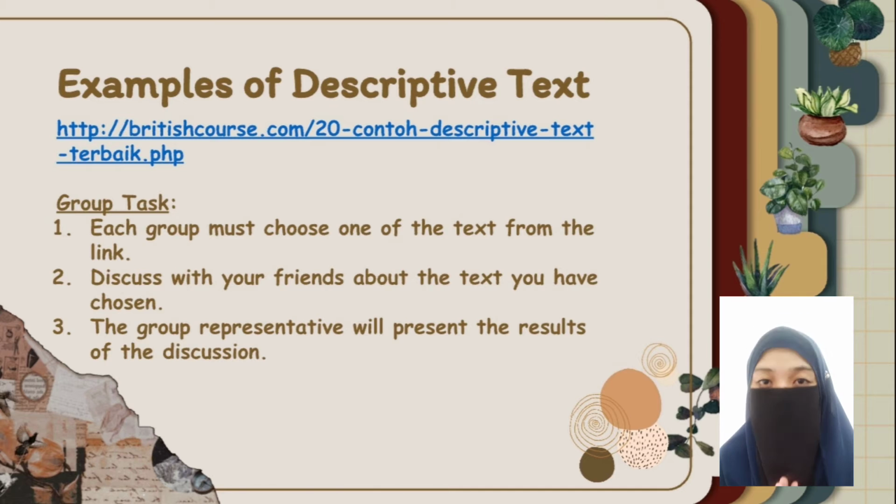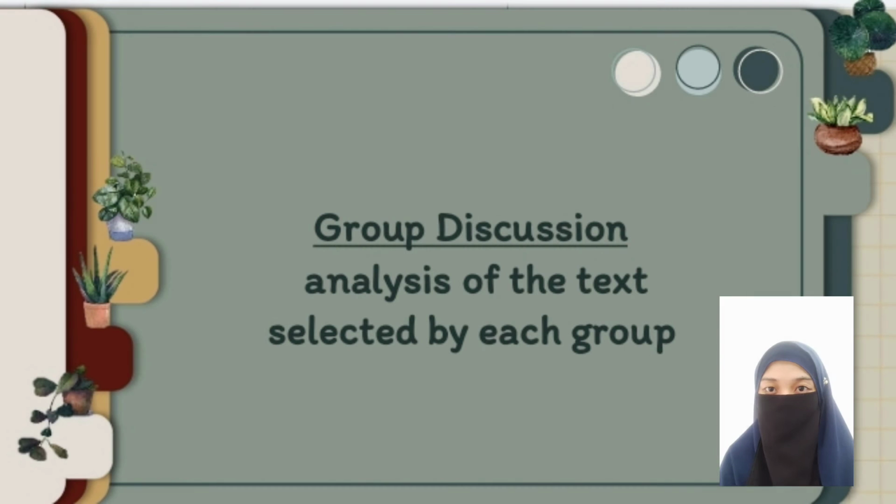I have made a breakout room and the group will enter the room according to the group number, and I give you 15 minutes to have discussions with your group. After that, each group representative will present the results of their group discussions. Is it clear, class? Okay. Now, enter the room according to your group.